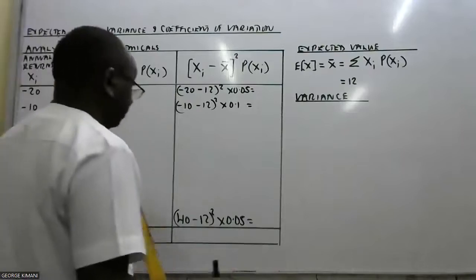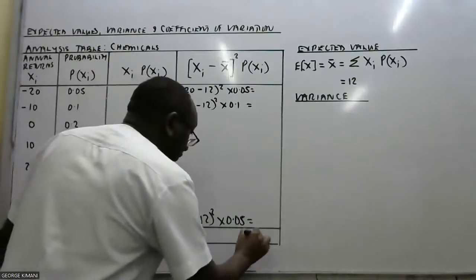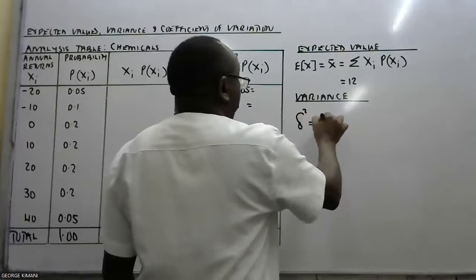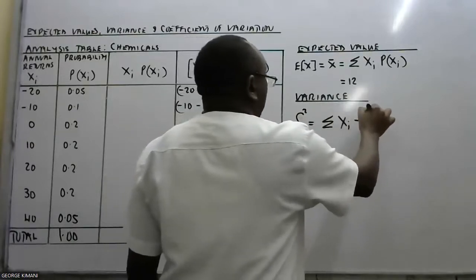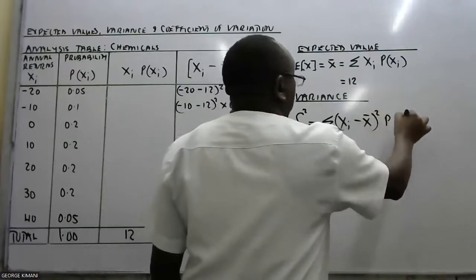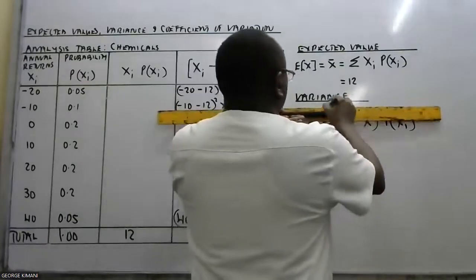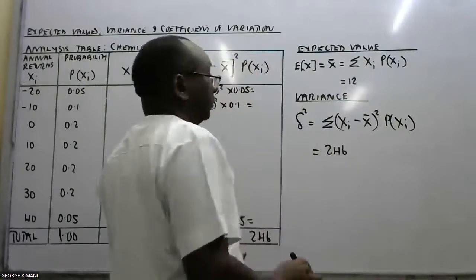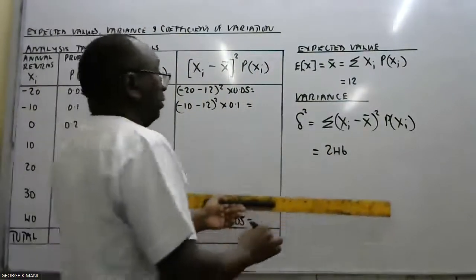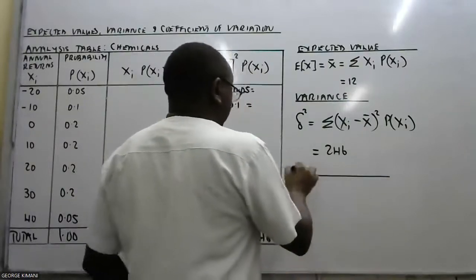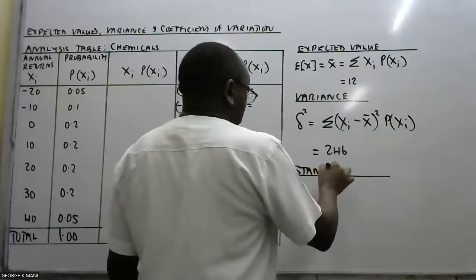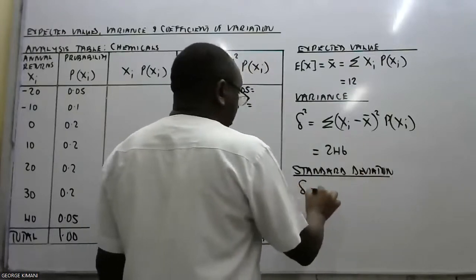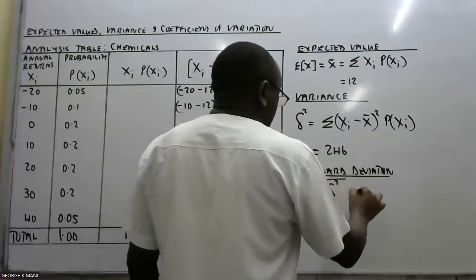Total 246. So now we compute values. So delta square is given as the sum of Xi minus X bar squared multiplied by the probability. And this is the one, it's giving us 246. They ask you to get the standard deviation. So delta is the square root of delta square. So the square root of 246.